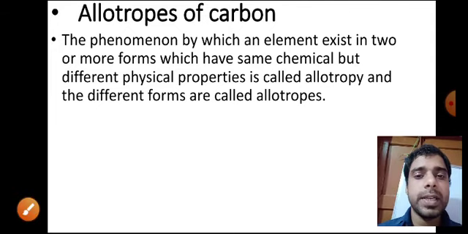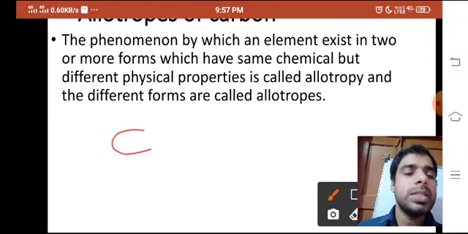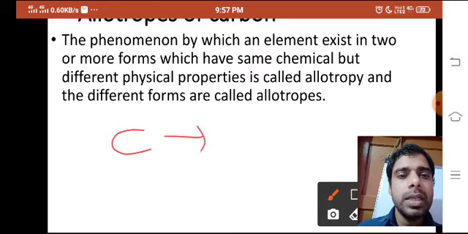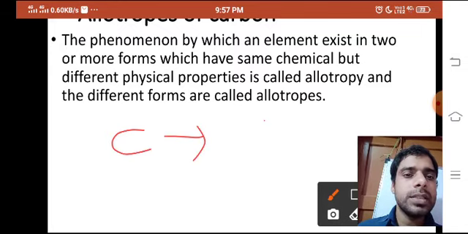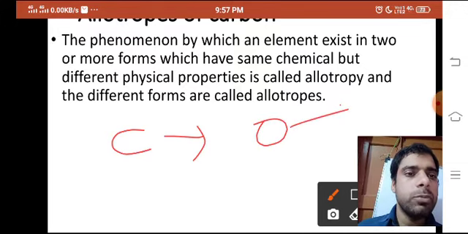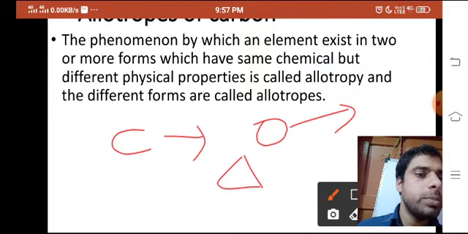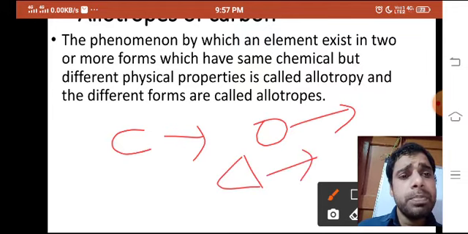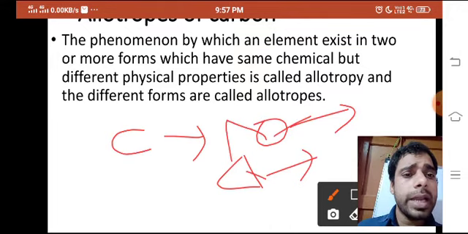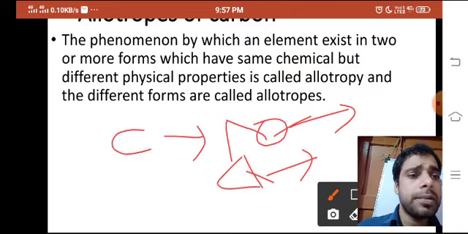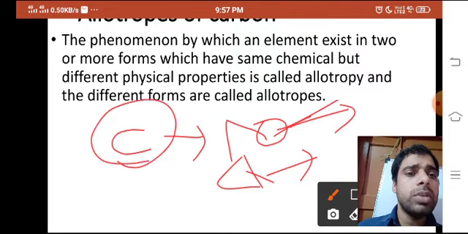You should understand. Here, carbon is changing its structure. Suppose it takes a circle form, then one name would be there. If it takes a triangle form, another name would be there. But the main thing is that this circle and triangle are both made up of carbon. That means carbon is existing in more than one form.